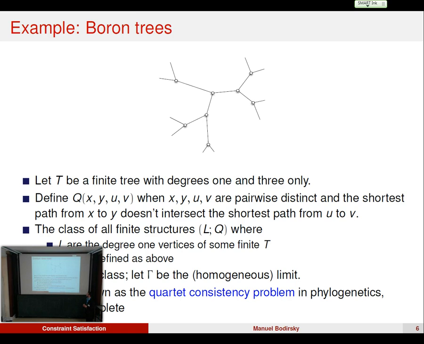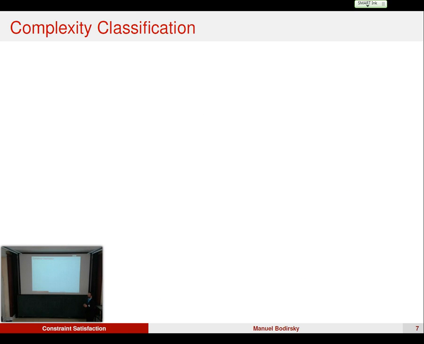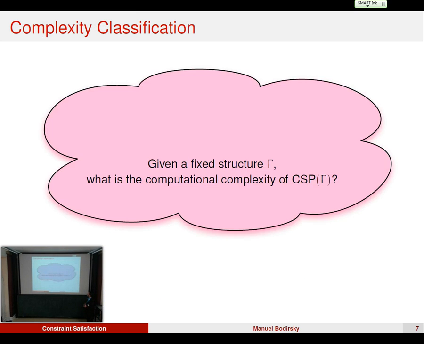All right. So what will be the topic of this talk? I'm given a structure gamma, and I want to read off from the structure gamma what the computational complexity of the CSP is. I would like to have a mathematical theory which tells me for which, say, homogeneous omega-categorical structures gamma this becomes easy, and when it is NP-hard.